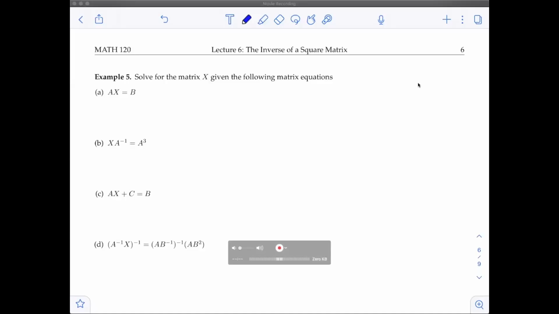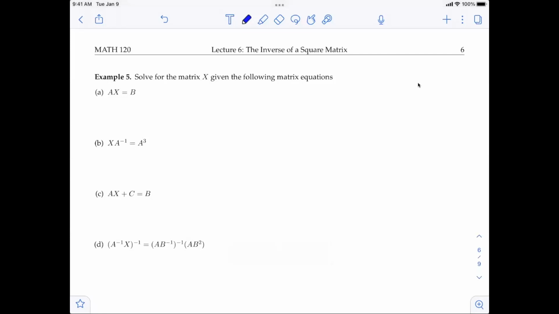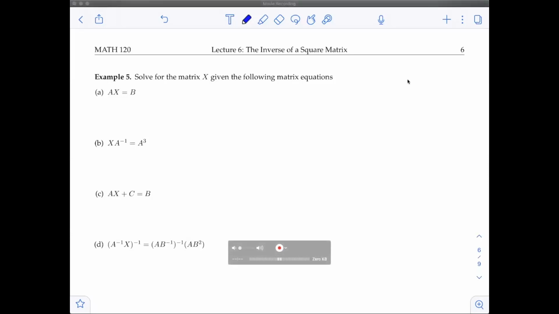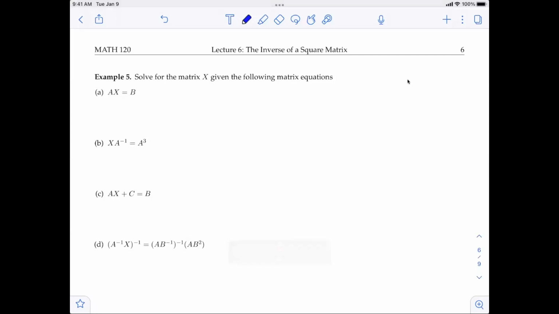So in the next example, I'm going to use the right cancellation and left cancellation properties to obtain the representations of the matrix X in the following matrix equations. Right. So I'm going to start with something simple first, and we're going to increase the difficulty as we go along. All right, so in problem A, you have the matrix equation of the form A times X equal to B. And of course, A, X, and B are matrices.